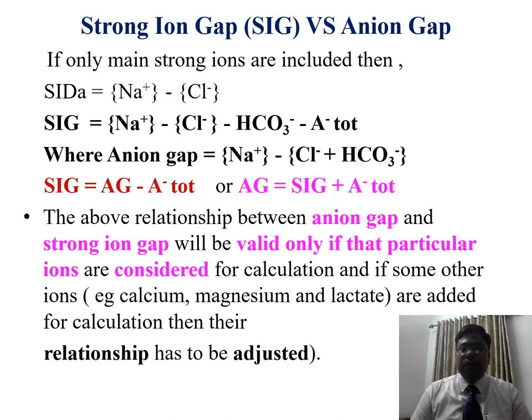The ATOT denotes concentration of dissociated non-volatile weak acids. So the above relationship between anion gap and strong ion gap will be valid only if the particular ions are considered for calculation. Suppose if we include the calcium, magnesium, lactate in the calculation of strong ion gap, then it has to be adjusted.